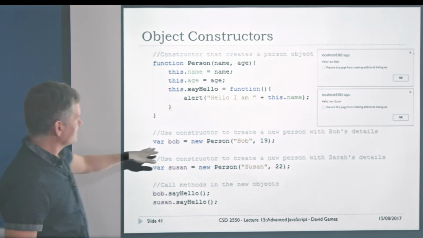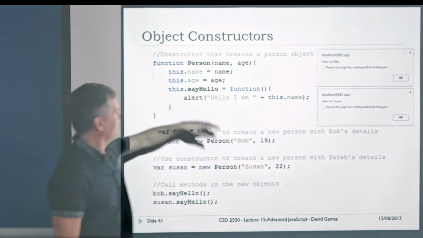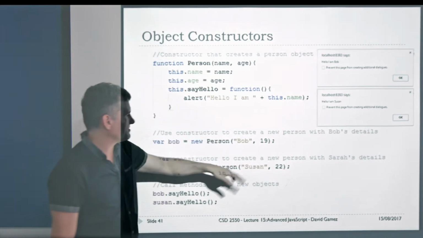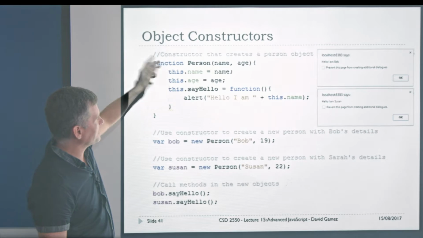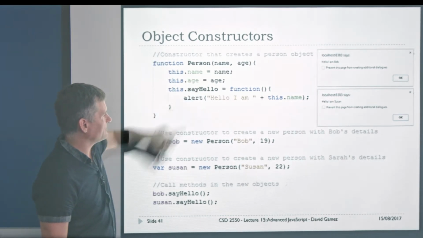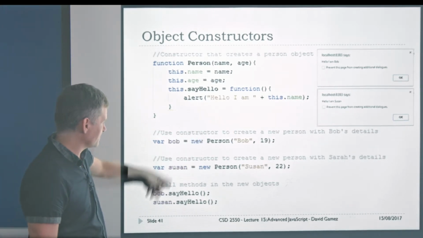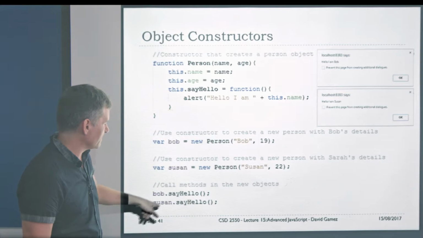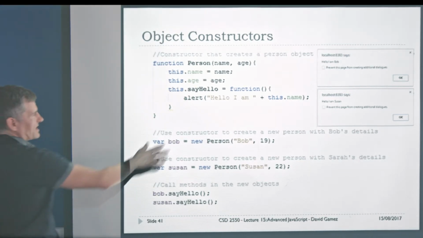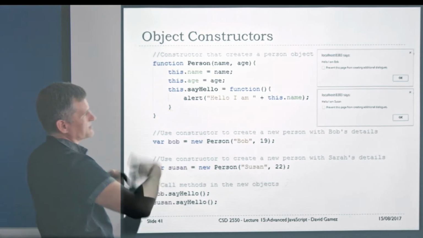So here we can have bob equals new Person, passing in a couple of arguments here, and then we create susan equals new Person. That's going to build a person object that has a name property and an age property and a sayHello function inside of it. So that when we've created these new person objects, Susan and Bob, we can then do bob.sayHello and susan.sayHello. In this case, we've only got one piece of code that creates the objects, and then we're creating identical copies of the same objects.